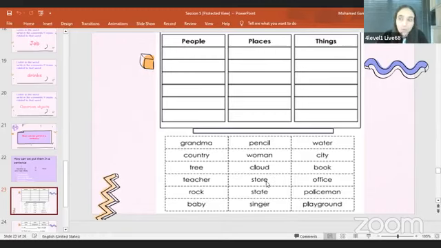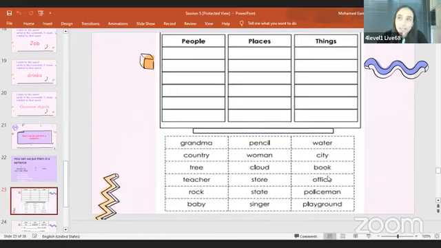A store. A store is a place. It's a place where we go to buy groceries. A state is also a place. A singer. Who's a singer? Is it an animal? Is it a thing? A singer is a person. So it's related to people. We also have water. Water is a thing. City is a place, so it's related to places.